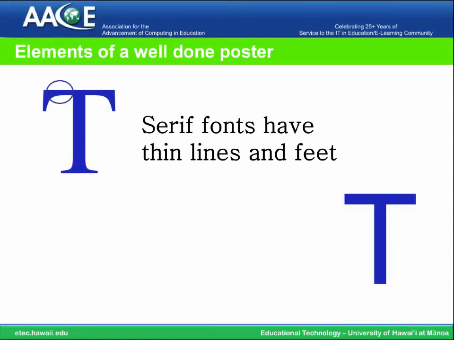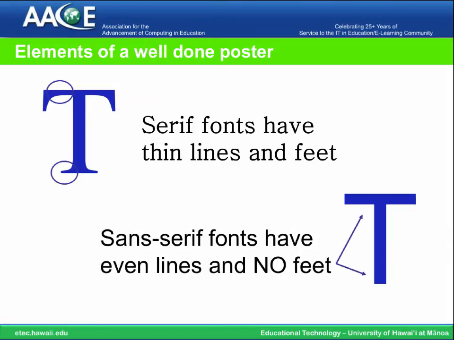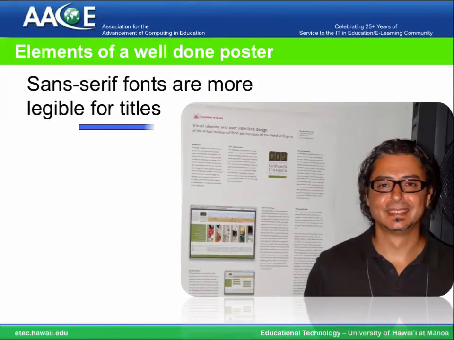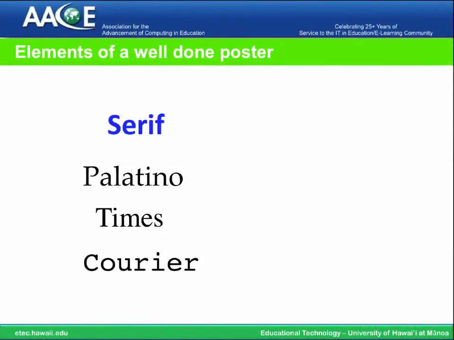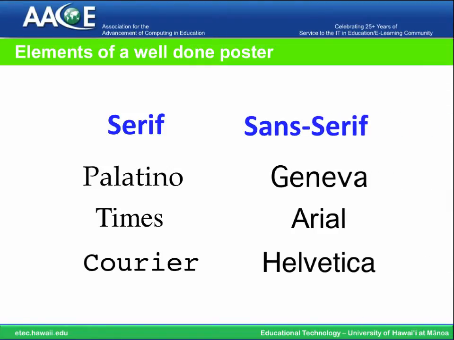Serif fonts have thin lines and feet, making it harder to see them on a screen or at a distance, whereas sans serif fonts have even lines and no feet. Sans serif fonts are more legible for titles and subtitles. Serif fonts may be easier to read for the body of the text. Examples of serif fonts are Palatino, Times, and Courier, and examples of sans serif are Geneva, Arial, and Helvetica.